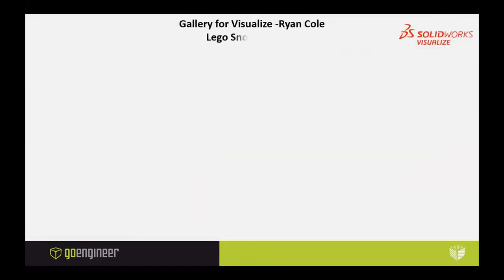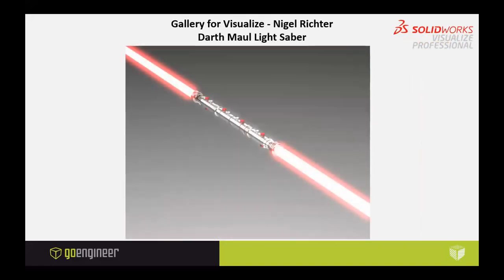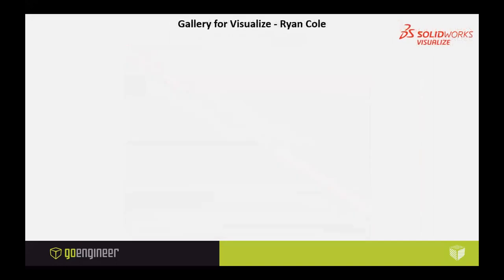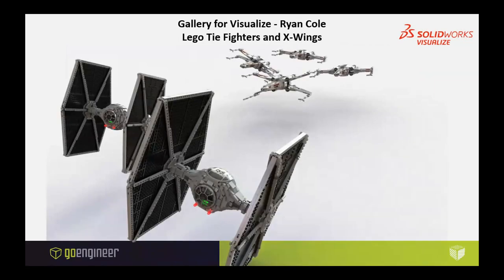All right, Ryan Cole, his Lego Snowspeeder. And another one from Nigel, the Darth Maul lightsaber. And the white core blade, that's how it looks on screen. I was arguing with him about that until he took me to the movie and showed me. And by golly, he's right. It's pretty amazing, though. It looks good. Ryan Cole did the Lego AT-AT, Snowspeeder fight scene, rather. And then Ryan Cole did some TIE fighters being chased by the X-Wings.